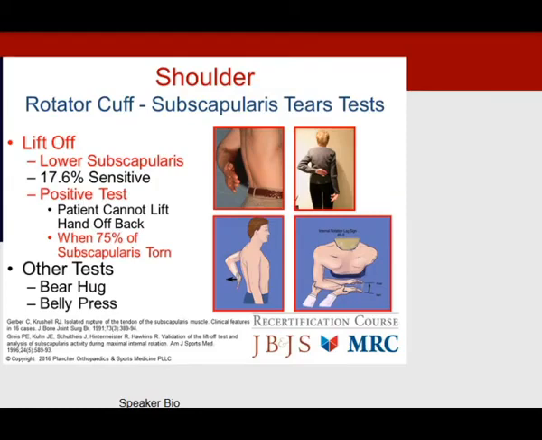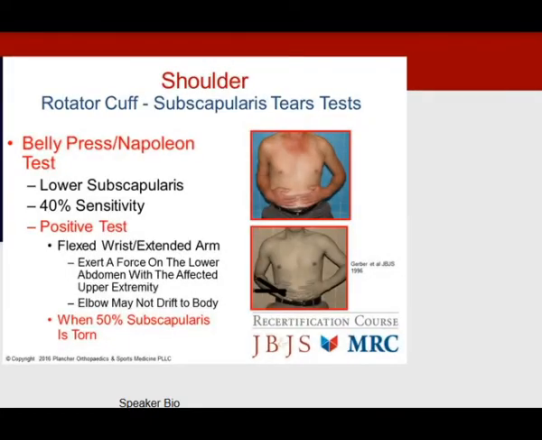The lift-off test demonstrated here detects the lower subscapularis deficiency. Unfortunately, it's only sensitive approximately 20% of the time. And there are other tests that are more efficient, and you need 75% of the subscapularis torn when the patient cannot lift their hand off their back to truly be helpful. The belly press or Napoleon test also tests the lower subscapularis. It has a 40% sensitivity.